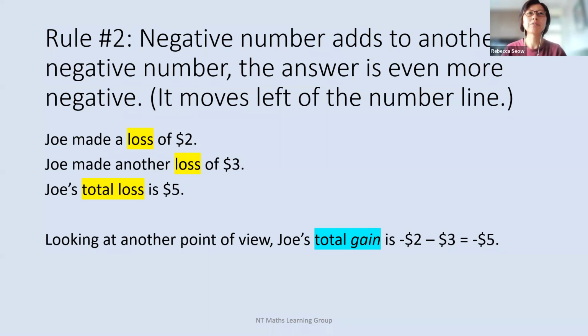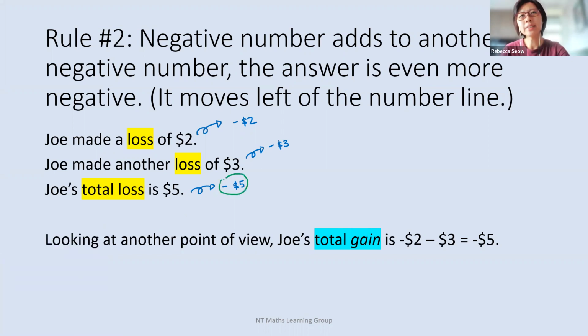Joe made a loss of $2. Okay, so if he made a loss of $2, in our mind, we will consider something like negative $2, right? Joe made another loss of $3, so that would be something like negative $3. So Joe's total loss is $5. So mathematically, we would write it as -5.